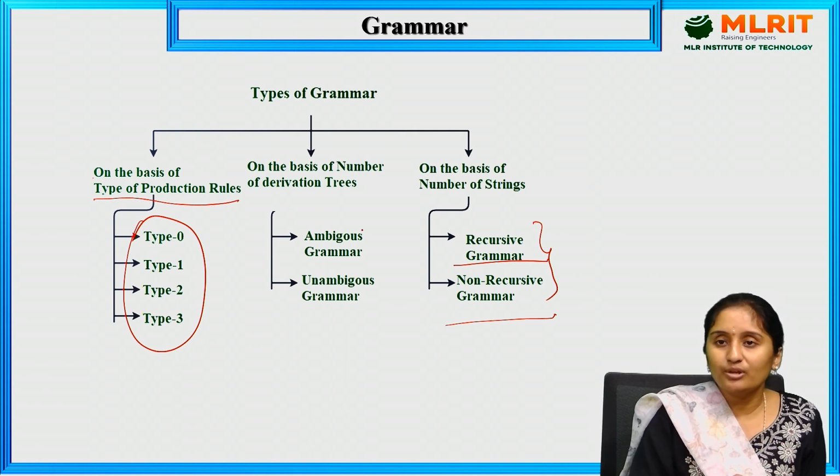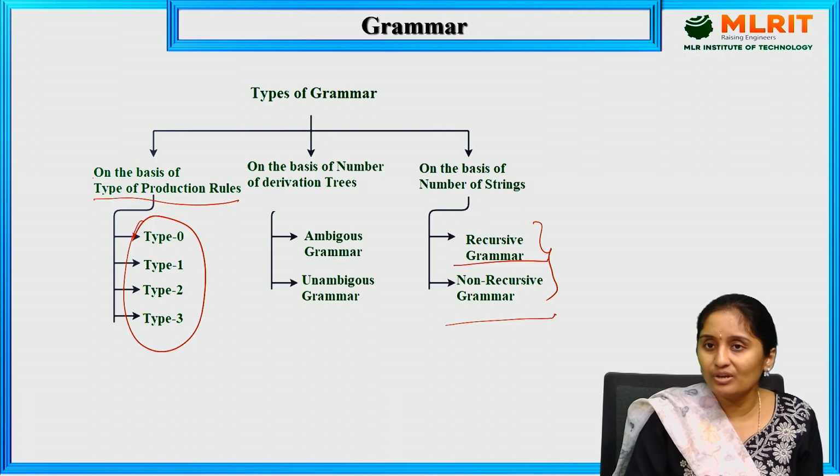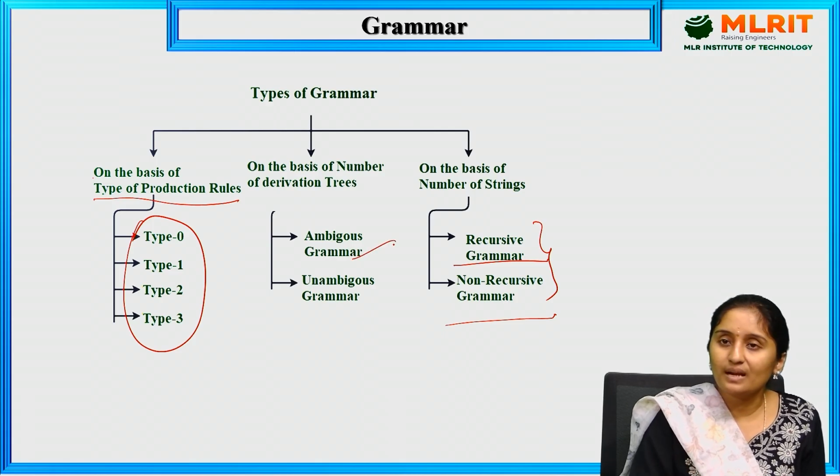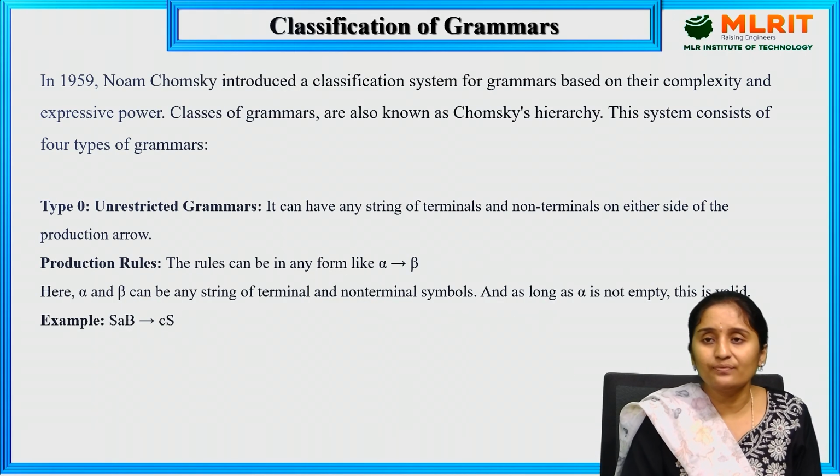Coming to ambiguous and unambiguous grammar: if we derive more than one parse tree, or more than one derivation tree, for a given string, we call it ambiguous grammar. If we generate only one derivation tree for the given string, we call it unambiguous grammar. So that is the classification of grammars.